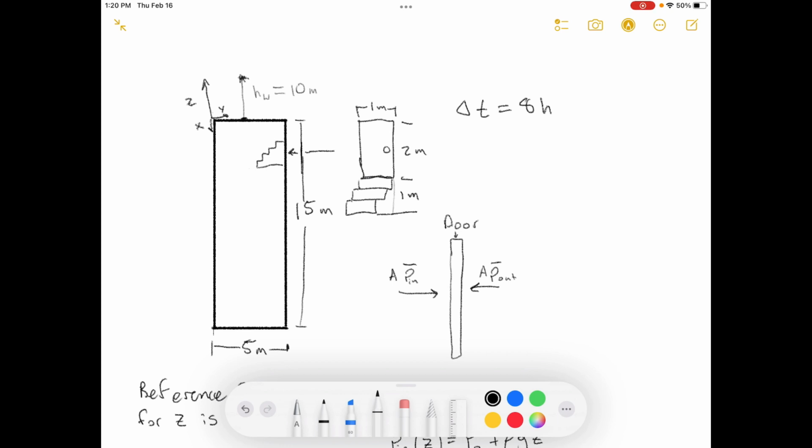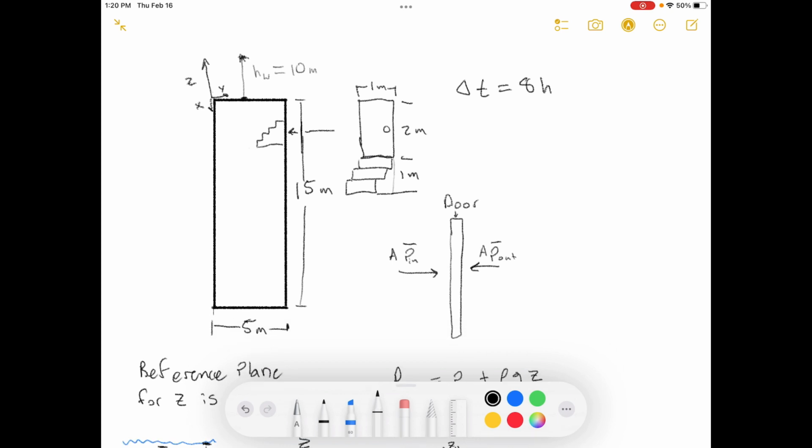So right here we've got our room. We've kind of modeled that as 5 meters by 15 meters. We've got the total height; the skylight is 10 meters up. I've got a little staircase right here. That staircase leads to a door right here that is 1 meter wide and 2 meters tall, and it's 1 meter off the floor. Okay, we know that the bad guy's coming back in 8 hours.